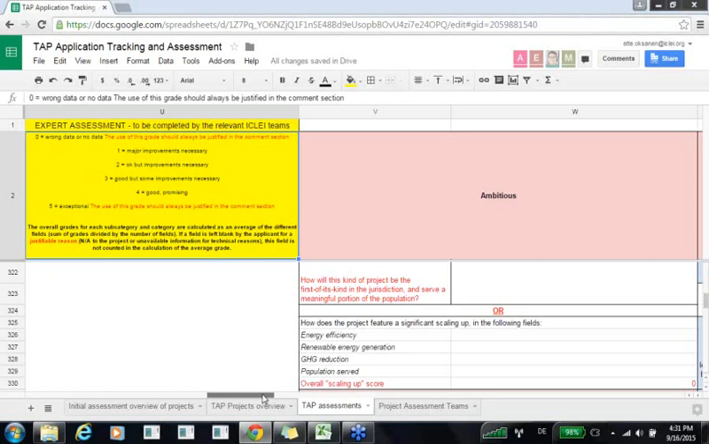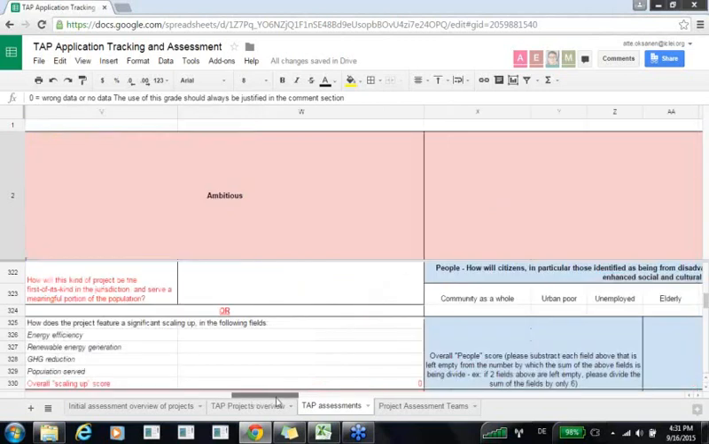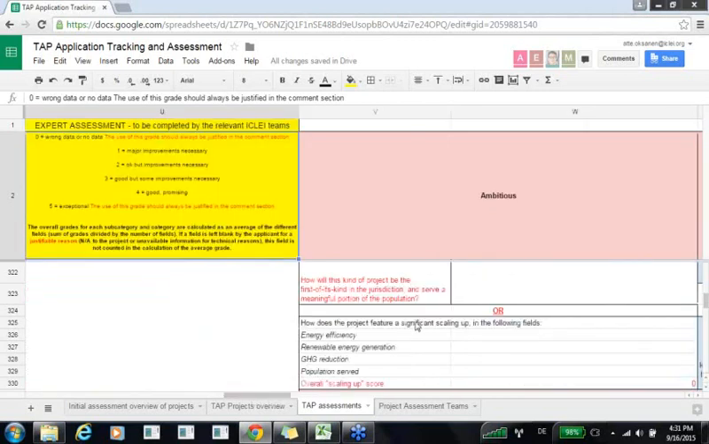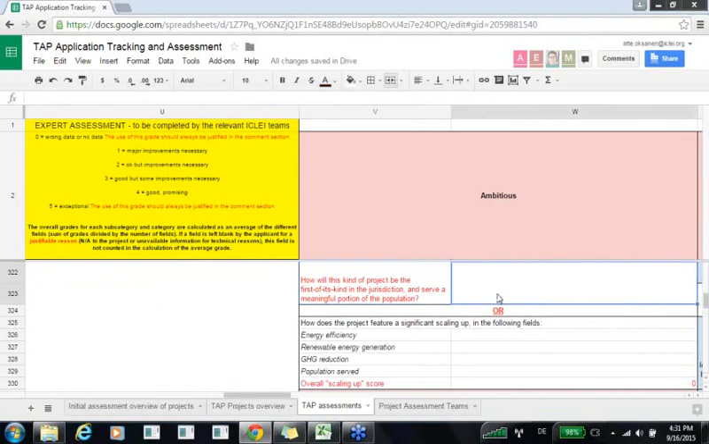But the first question here is actually a choice between these two questions. The first question here in the ambitious section applies to first of its kind projects. So how will this kind of project be the first of its kind in its jurisdiction and serve a meaningful proportion of the population? If it's a first of its kind project, you would give a grade here. So you could give, for instance, 3.